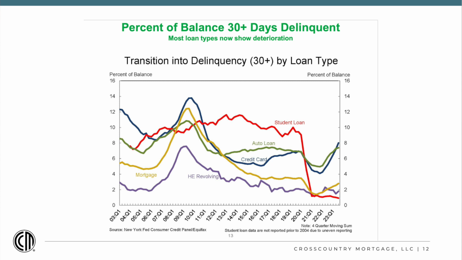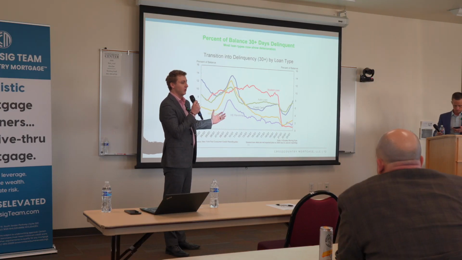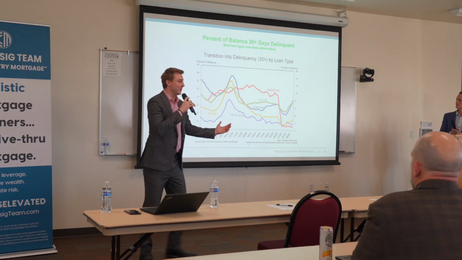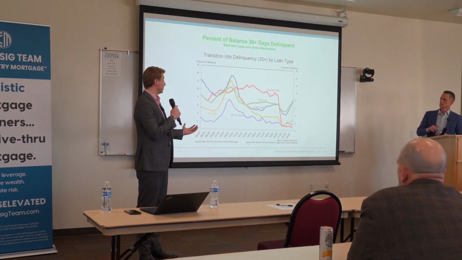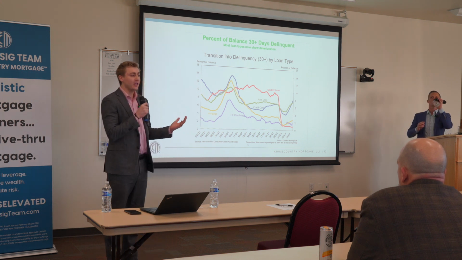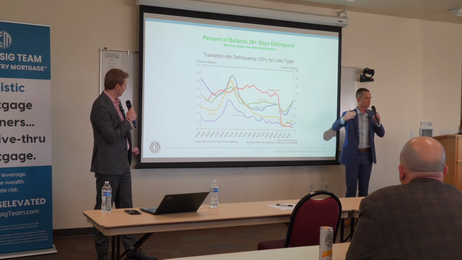30-day delinquencies: you can see the overarching trend is it's going up. Auto loans, credit cards, mortgage, pretty much everything. And everyone's like, well, student loans, we're looking really good. Well, what we're not factoring is we're still not paying on student loans. Interest has started to accrue as of September, but you don't have to pay on your student loans until this September.